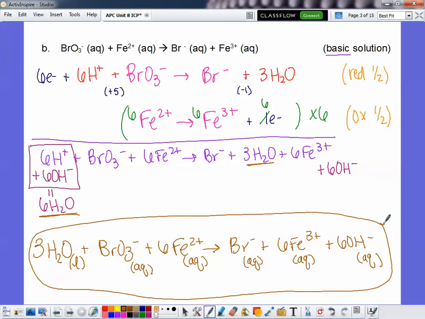Now, I don't remember if the textbook goes through that or not. There is actually a set of rules for basic where instead of adding H pluses and H2Os at the beginning, you're adding H2Os and hydroxides at the beginning, but I just find it so much easier to do it this way. Okay?